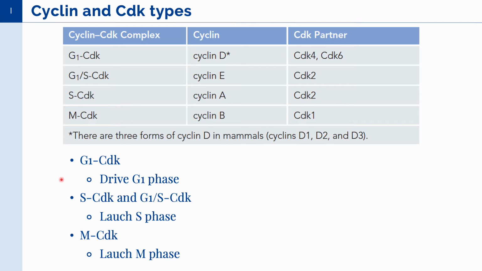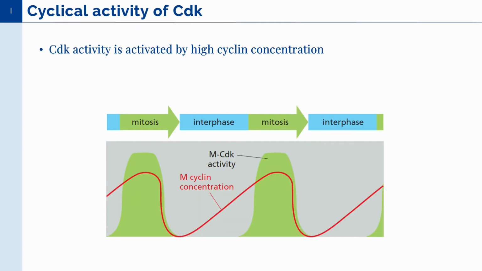And here we can see the different purposes of our cyclin-CDK complexes. G1-CDK is the complex used to drive the G1 phase. That means it allows the G1 phase to proceed as normal. And then we have the S-CDK and G1/S-CDK complexes, which launch the S phase, and M-CDK, which launches the M phase. As we mentioned earlier, our CDKs have a cyclical activity, and this is activated by high cyclin concentration.